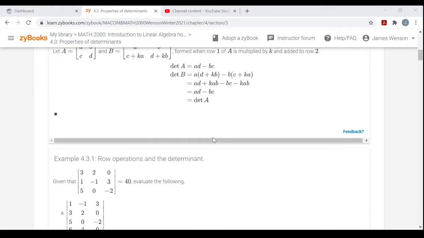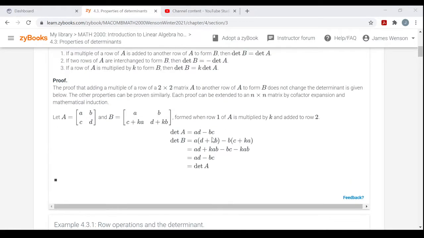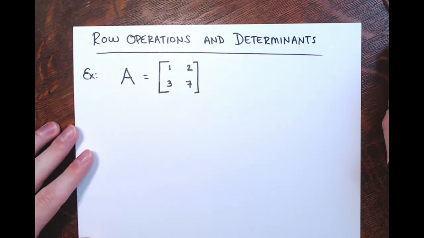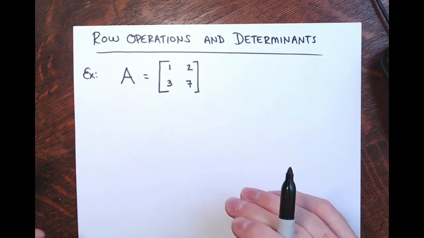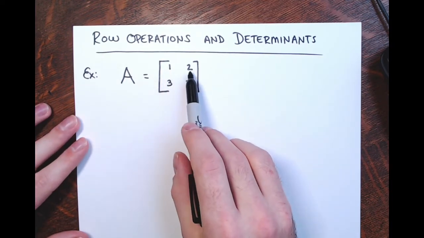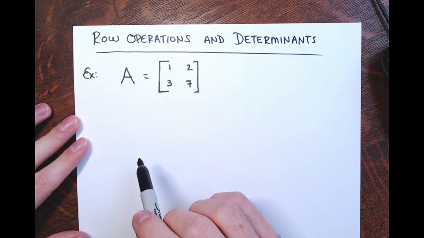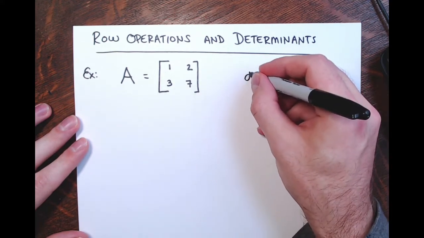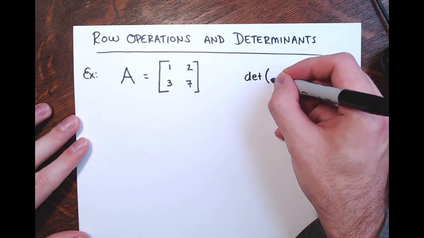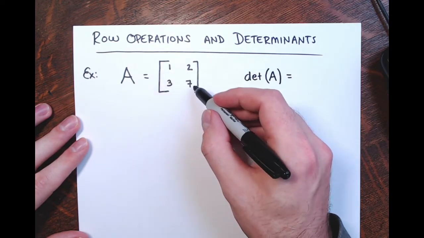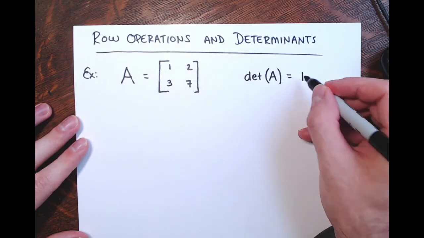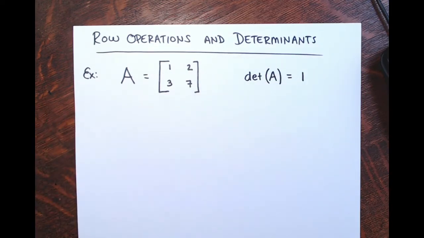Alright, so I'm actually going to take you through examples here. I'll take you through an example with a 2x2 matrix. Here's a 2x2 matrix that I just made up. The first row has 1, 2, the second row is 3, 7. Now the determinant of this matrix is pretty easy. The determinant of A here is 7 minus 6, so the determinant of this matrix is just the number 1.